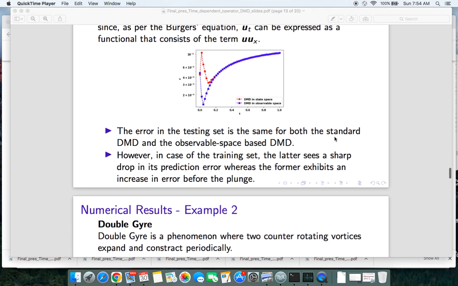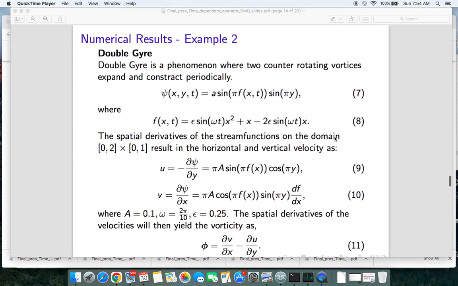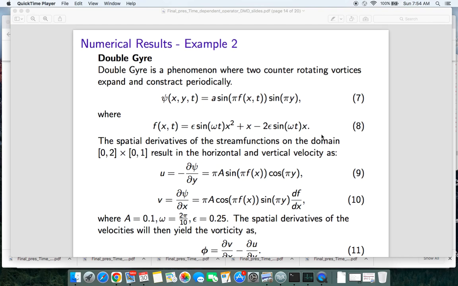Next, we move to example 2. Example 2 is related to double gyre, which is a phenomenon where two counter-rotating vortices expand and contract periodically.